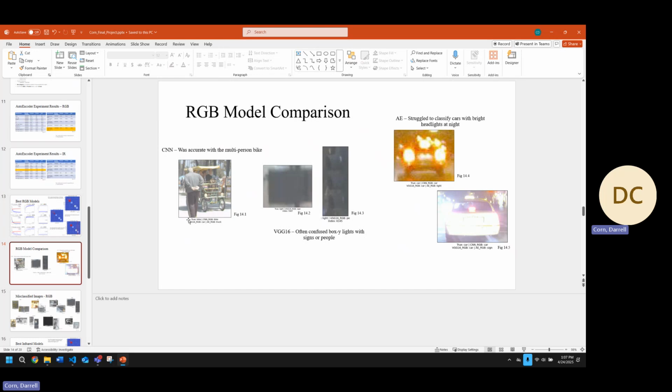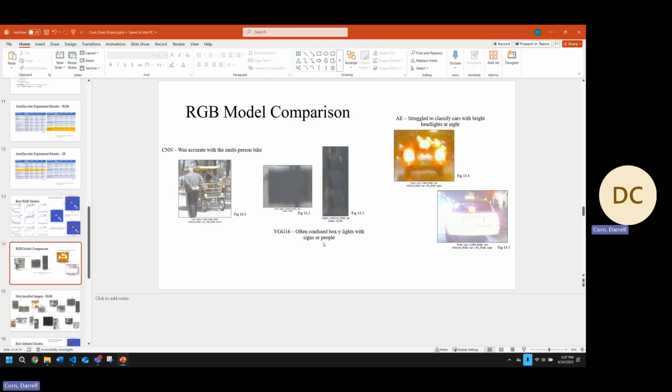Okay, and then to just dive into the comparison just a little bit more, and show some actual examples. The CNN was pretty accurate with this multi-person bike, which was unique. The other models got this thing wrong, which does seem to occupy a weird space with vehicles, because it does kind of look like a car, I suppose.